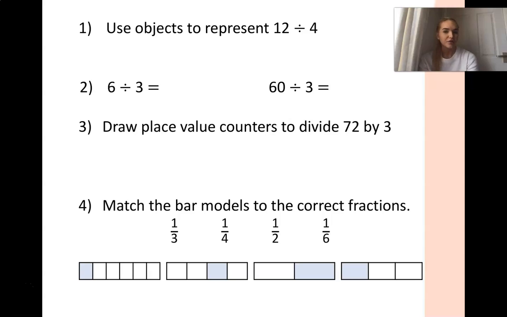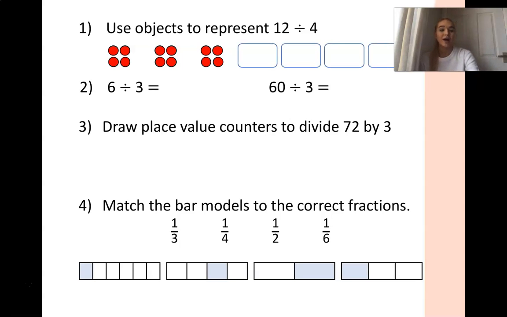Okay, so you could have used any objects to represent 12 divided by 4, but I chose to use counters. Now I could have chosen to lay my 12 counters out and then split them into groups of 4, giving me 3 groups. Alternatively, I could have chosen to have 4 groups and then split my counters in each of the 4 groups, giving me 3 counters in each group. Number 2, 6 divided by 3 is 2, so 60 divided by 3 is 20.